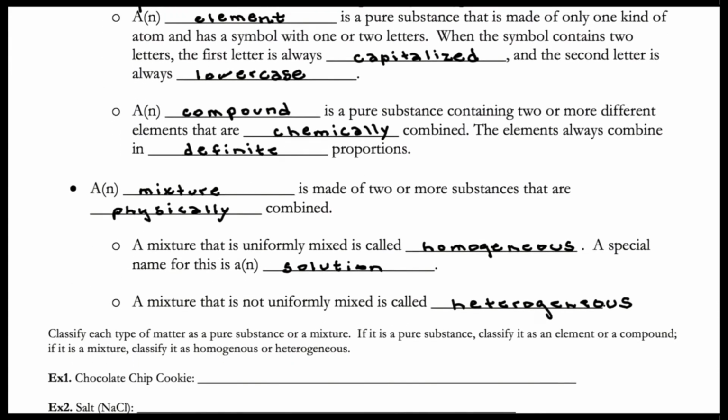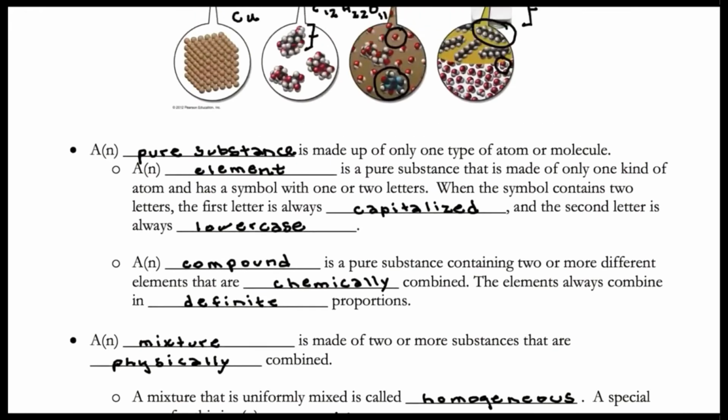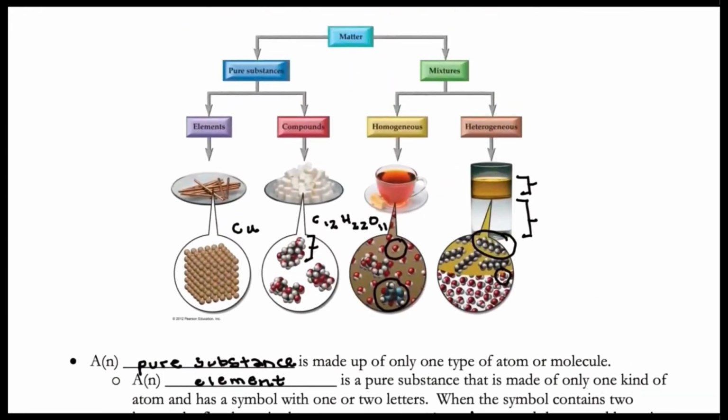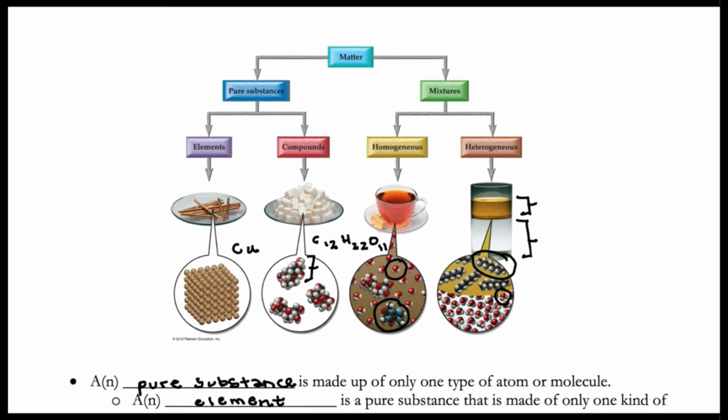So the first step we always take is deciding whether or not we have a pure substance or a mixture. If you've only got one kind of atom or molecule, you have a pure substance. If you've got multiple that are physically combined, then you have a mixture. If I've decided it's a pure substance, then if I just have one type of atom, it's an element. If I have more than one different type of atom that are chemically combined, I have a compound. A homogeneous mixture occurs when I have a mixture that is uniformly mixed. Heterogeneous is when it is not uniformly mixed.